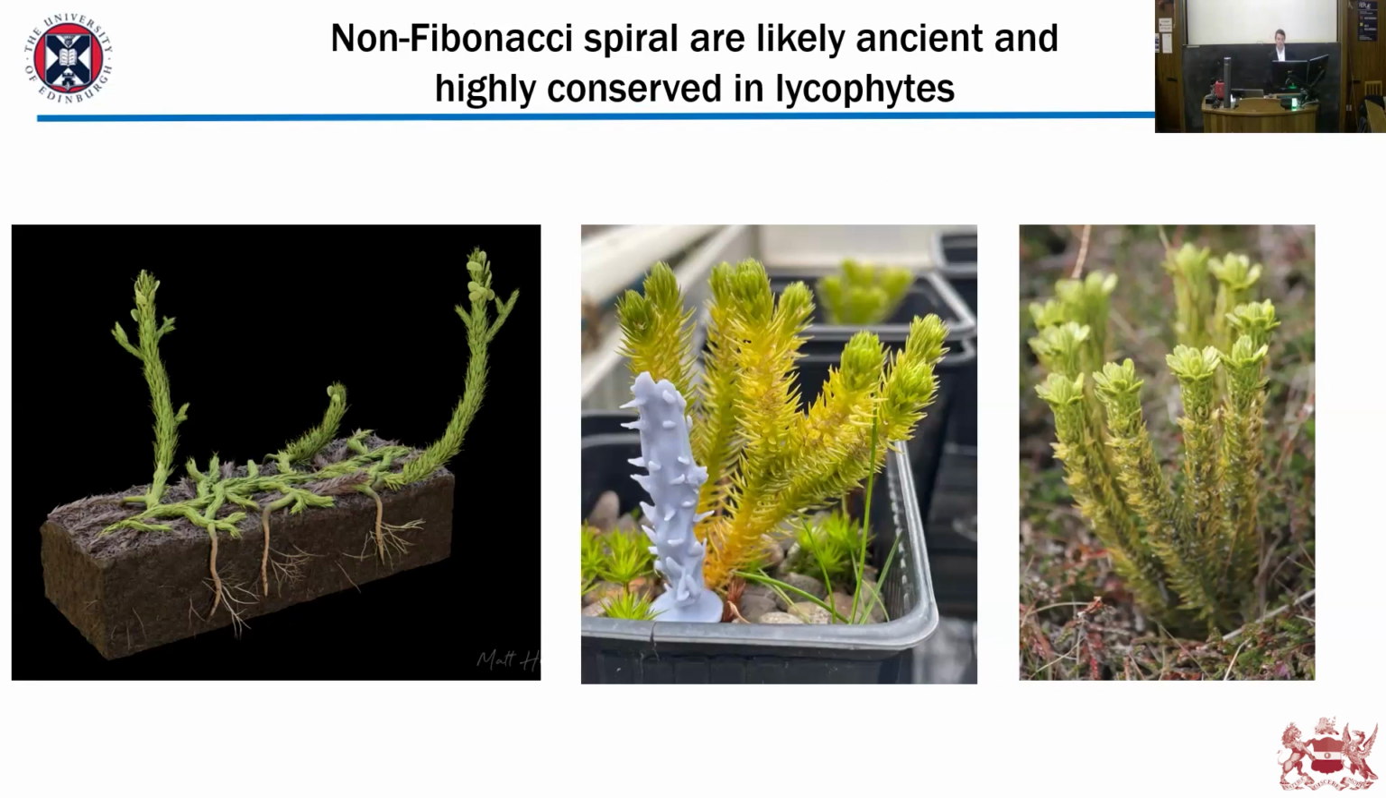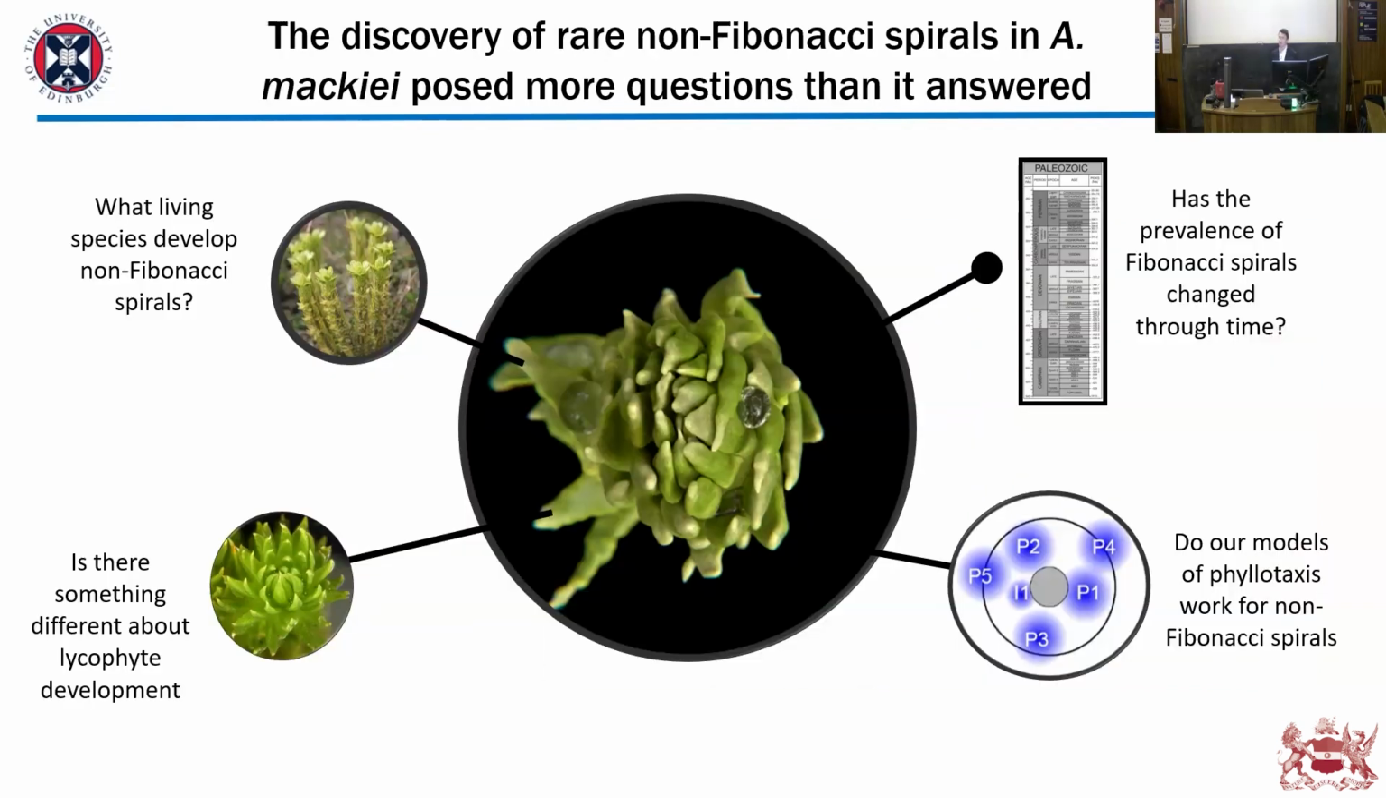Okay, so what Asteroxylon gave us was this new perspective on the evolution of phyllotaxis in this group. And what I like about this most is actually I think it posed many, many more questions than it answered. Because by finding out that there was this group, Lycopodiales, which had been overlooked developing non-Fibonacci spirals, it's made us think more about, are there other groups of plants that develop non-Fibonacci spirals? Or is there something different going on in lycophytes compared to other euphyllophytes?